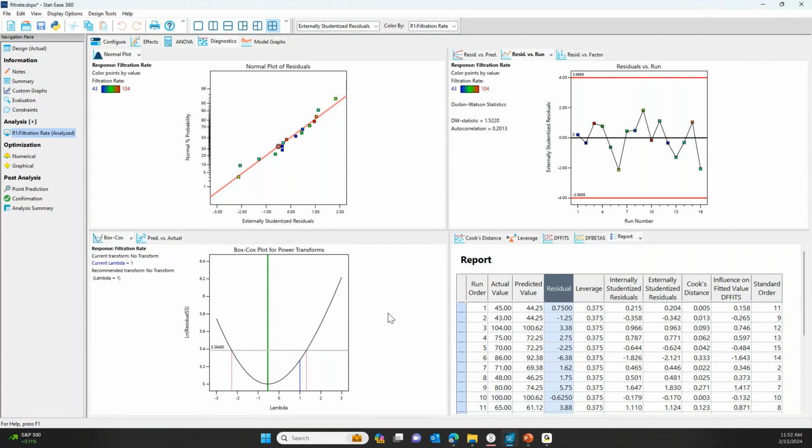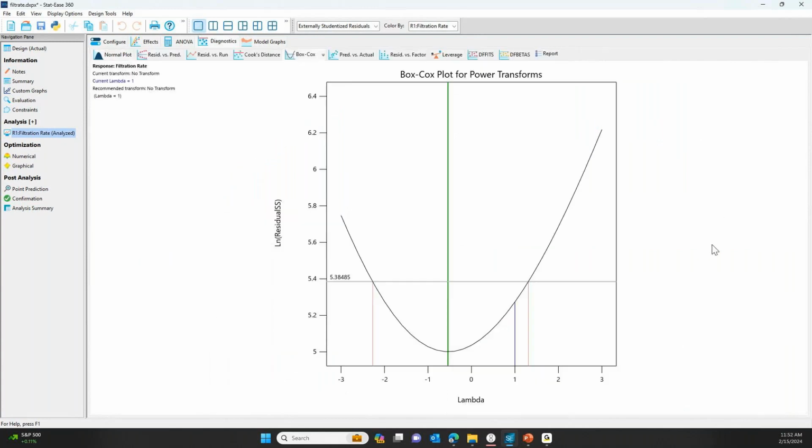The bottom left is something called the Box-Cox, and let me make that one a little bigger. This one is helpful. There's a lot going on here, but the takeaway message is over in this box in the upper left. It says recommended transform, no transform. Okay, well that's good. We're not going to use a transform in this case.